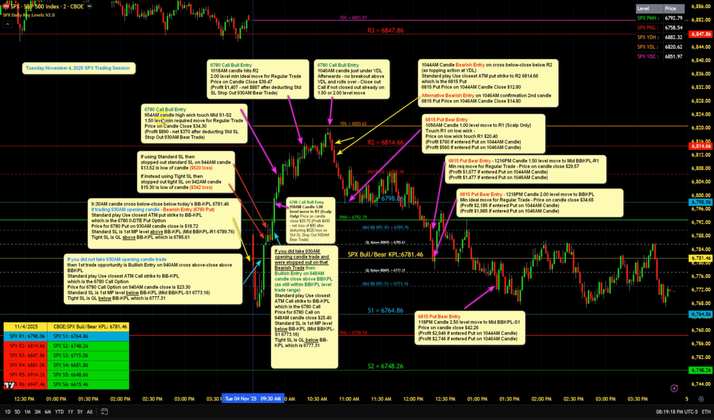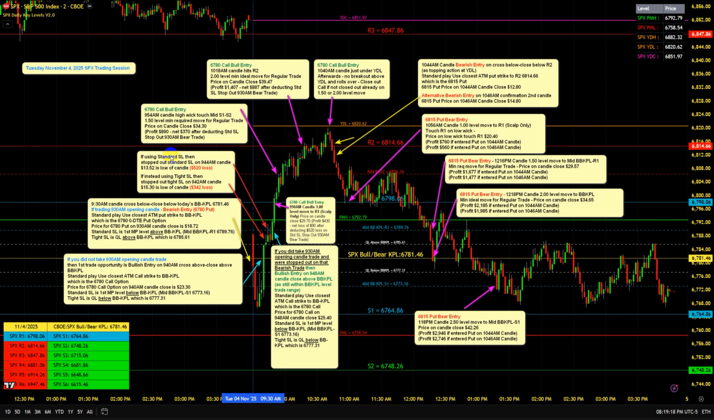Okay, so in this case, 1.5 level minimum required move hit right here on the 9:54 a.m. candle. Price on the candle close, 34.30. Profit 890, net 370 after deducting standard SL stop out. Profit 890 minus $520 loss. We're using the standard SL on these losses against any profits because that is what we use. That's the recommended one to use.